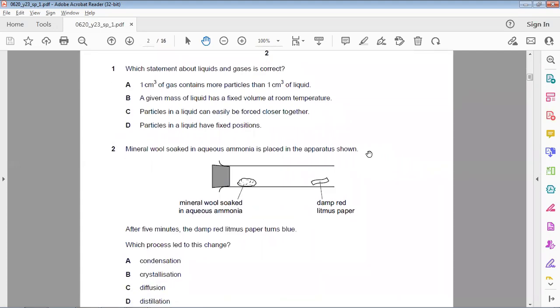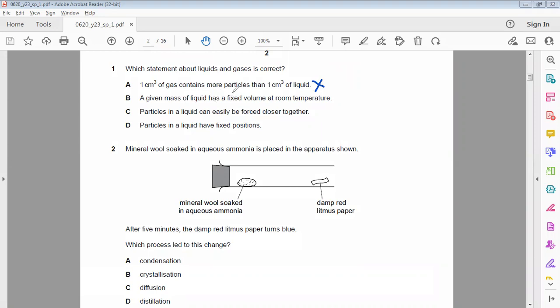Okay, question number 1. Which statement about liquids and gases is correct? Option A, 1 cm cube of gas contains more particles than 1 cm cube of liquid. Well, this is wrong because, as you know, the spaces between the molecules in gases are larger than the spaces between the molecules in the liquid. Particles in a liquid are tightly packed, so definitely they will contain more particles.